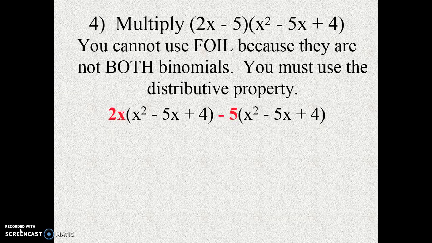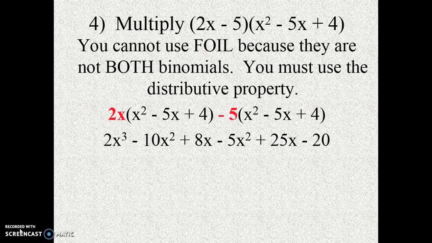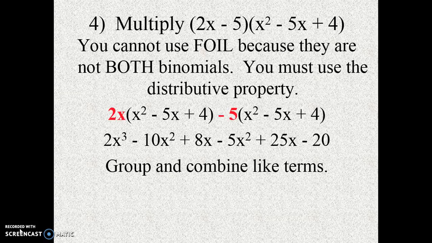So the first term is 2x, so multiply the entire trinomial with 2x and multiply the entire trinomial with the negative 5. So when you multiply, 2x times x squared gives you 2x cubed. See here, the exponent on the x is 1, so 1 plus 2 gives you 3. And 2x times negative 5x is negative 10x squared. 2x times 4 is 8x. Negative 5 times x squared, negative 5x squared. Negative 5 times negative 5x is plus 25x. Negative 5 times 4 gives you negative 20.